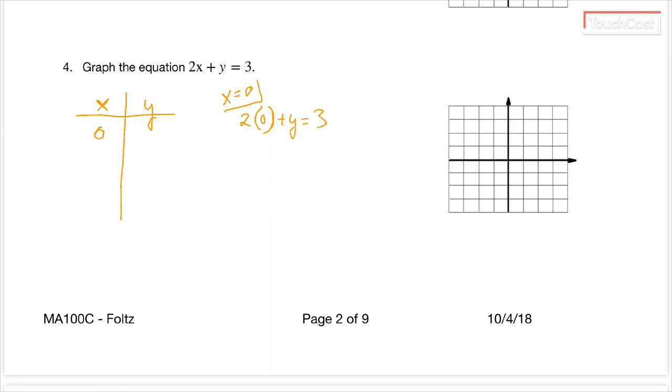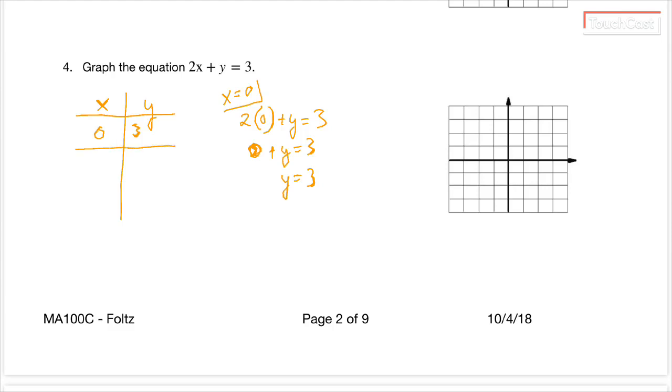Now you'll see that I'm left with only one variable now. I started with an equation with two variables, but because I assumed that x was 0, I only have one variable left. So here, this becomes 0, plus y equals 3, and this boils down to y equals 3. So when x is 0, y is 3.